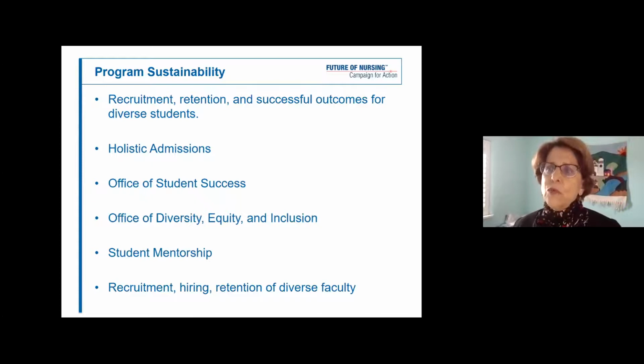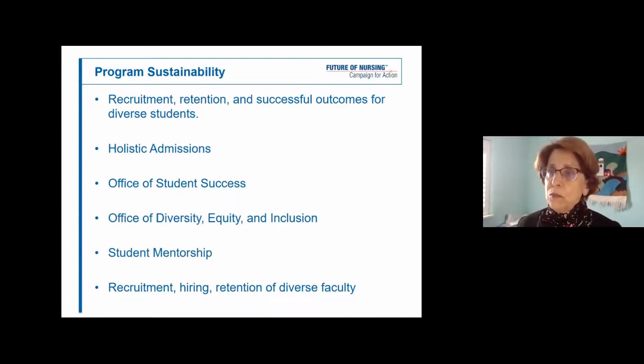And part of this work that HRSA has done such a good job with is really giving opportunities for universities to enhance diversity within the College of Nursing through workforce grants. And a lot of what they look at is what we're talking about and what we want to do: recruitment, retention, and successful outcomes for diverse students.